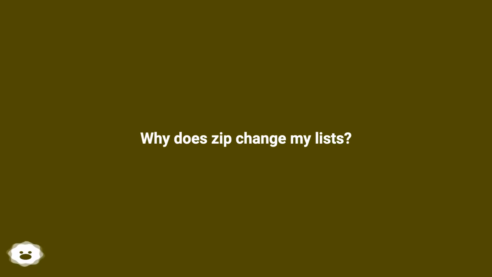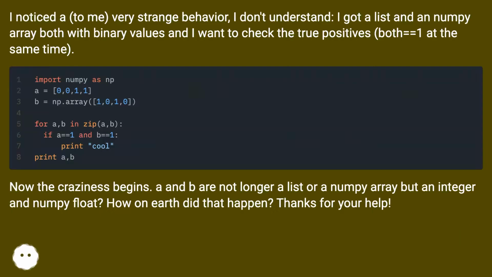Why does zip change my lists? I noticed very strange behavior. I don't understand. I got a list and a numpy array, both with binary values, and I want to check the true positives, where both equal 1 at the same time.